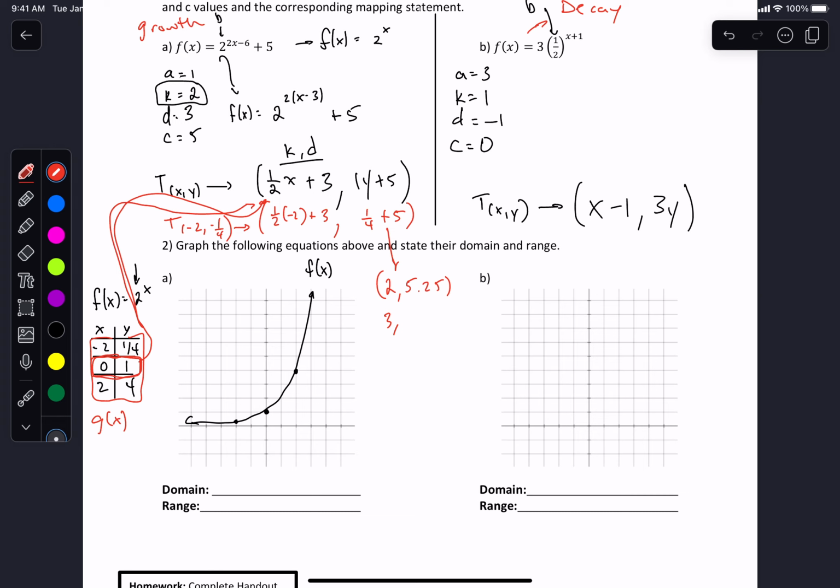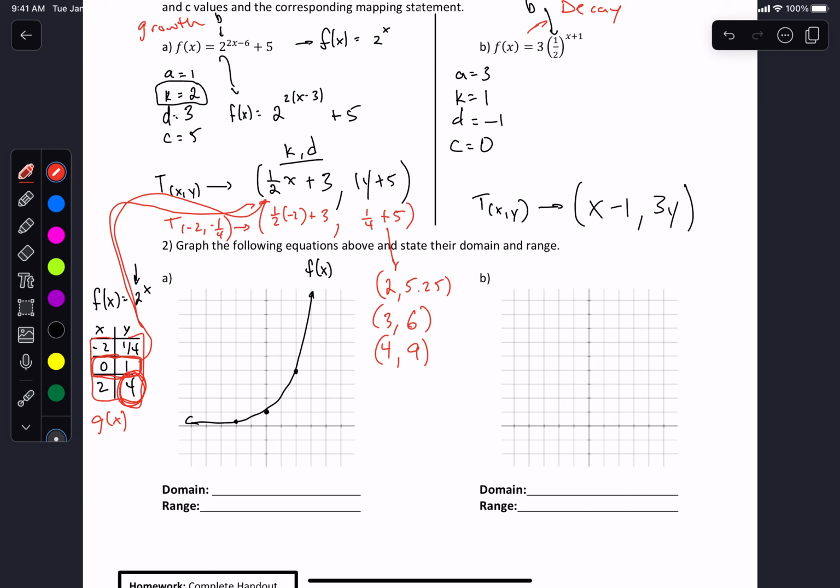We should get 6, right? Does everyone agree? When I input 1 for the y value in my mapping statement, 1 times 1 plus 5 should be 6. And the last one, this is a very nice question actually: 1/2 of 2 plus 3 is going to be 4. Everyone agree? And it'd be 9 for the y value. If I input 4 into my mapping statement, I get 1 times 4 plus 5, which should be 9. Everyone agree?